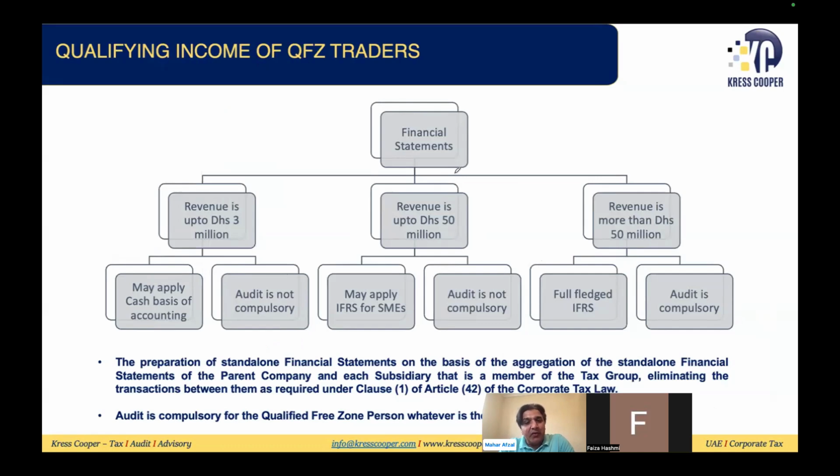If the revenue is more than 3 million and up to 50 million, then in this situation, they may apply IFRS for SMEs, and audit is not compulsory for them as well. And if the qualifying free zone trader's revenue is more than 50 million annually in a tax period, then they need to apply the full-fledged IFRS, and audit is compulsory for them.